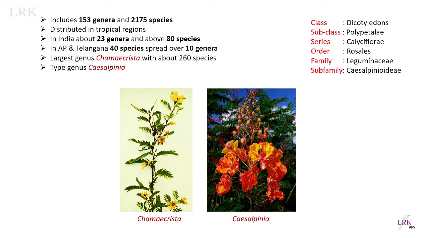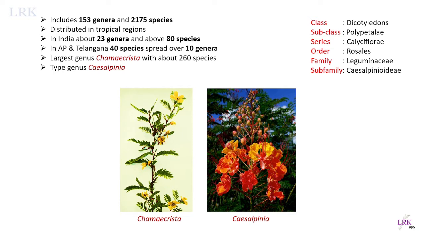Before going into the lesson, we will see the classification. Caesalpinioideae belongs to the class Dicotyledons, subclass Polypetalae, series Calyciflorae, order Rosales, family Leguminosae, and subfamily Caesalpinioideae. We all know that the family Leguminaceae is divided into three subfamilies. One is Mimosoideae, the next one is Caesalpinioideae, and the third is Papilionoideae, which is also known as Fabaceae. So today we will discuss the subfamily Caesalpinioideae.